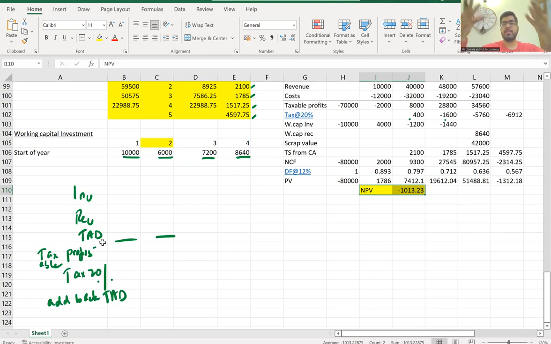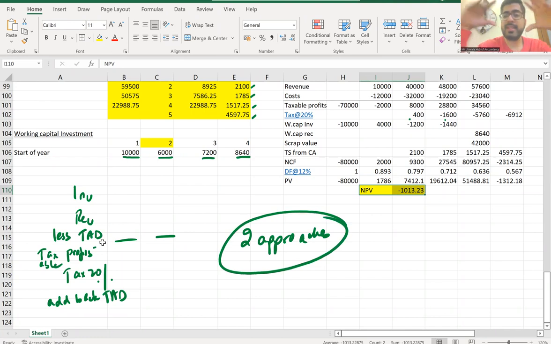So why sir hasn't done this? Because there are some people who only study from the past paper answers. They don't have a tutor with them. So they might be wondering why I didn't record investment revenue, then deduct TAD, then taxable profits, then tax paid, and then add back TAD. So remember, there are two approaches. The basic purpose of TAD, tax allowable depreciation, is to reduce tax, right?